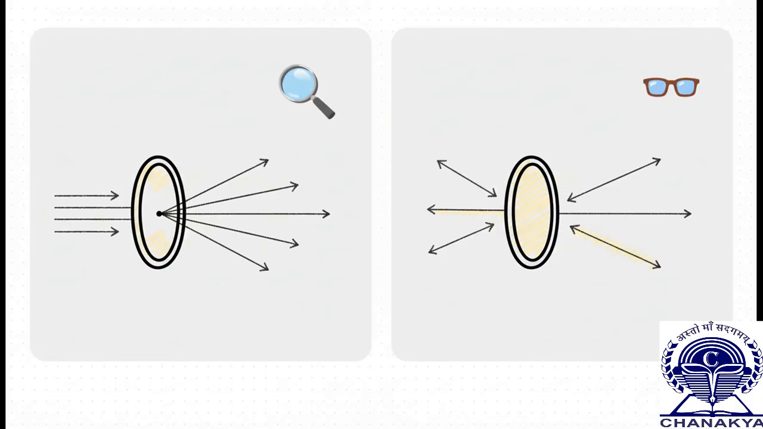And hey, what do you know? Just like with mirrors, we have two main types of lenses. A convex lens is the one that's thicker in the middle. It takes light rays and brings them all together, or converges them, at a single point. You know, like a magnifying glass. A concave lens is the opposite. It's thinner in the middle, and it spreads light rays out, or diverges them.